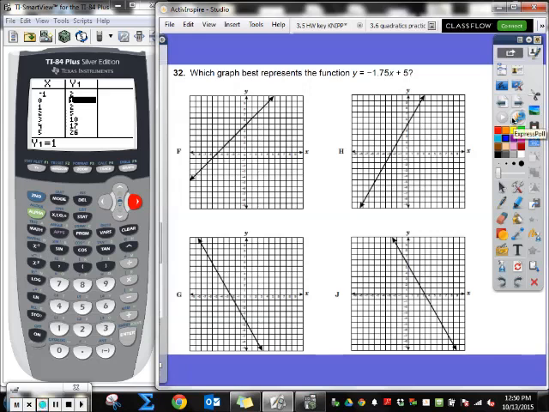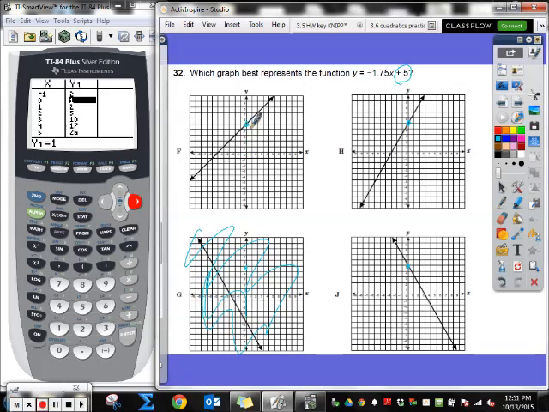Okay, which graph best represents that function? Y equals negative 1.75x plus 5. I like to eliminate answer choices on a problem like this. I know my y-intercept is 5, so that's the first thing I'm going to do. So that one still works. That one still works. This one does not work, so we can cross off that one.